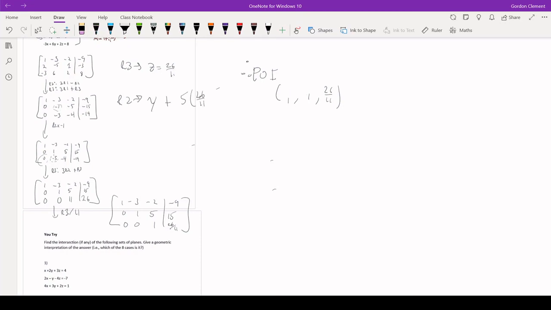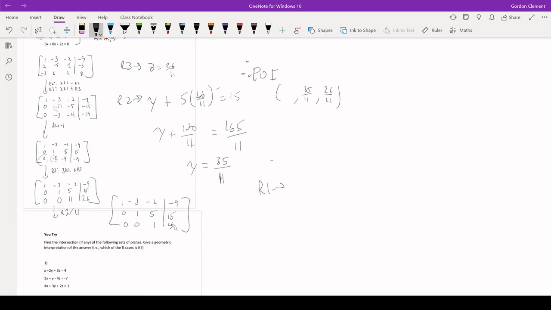So row 2 says y plus 5z equals 15. I'll erase that because I screwed up this calculation and had to go back and redo these steps. So that's y plus 26 times 5 is 130/11 equals 15, which is 165/11. That's what I screwed up last time. So y equals, when you subtract the 130 from both sides, 35/11. So we've got 2/3 of our point figured out.